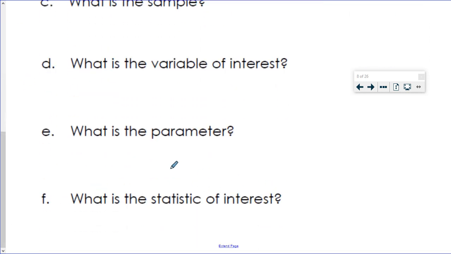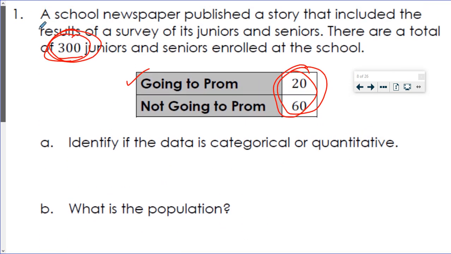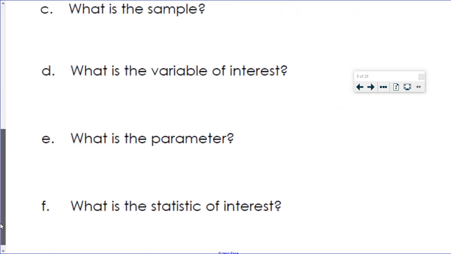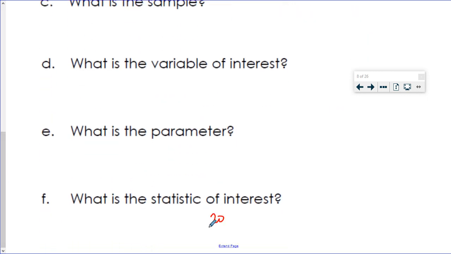What is the statistic of interest? Well, we found out that 20 of the 80, because that's the total, 20 plus 60 is 80. So we know that 20 out of 80, and that's going to be our p hat. 20 out of 80 looks like 1/4 or 25% of these juniors and seniors in our sample that are going to the prom. That is our statistic of interest, 20 out of 80.